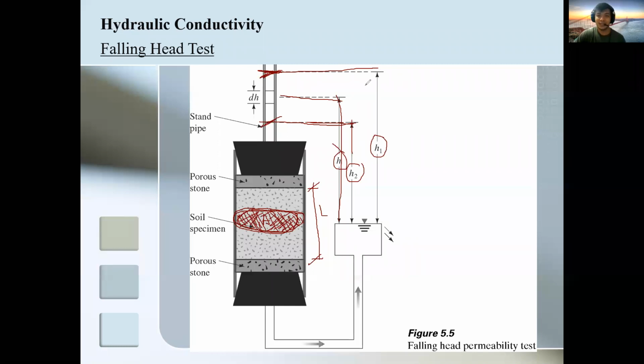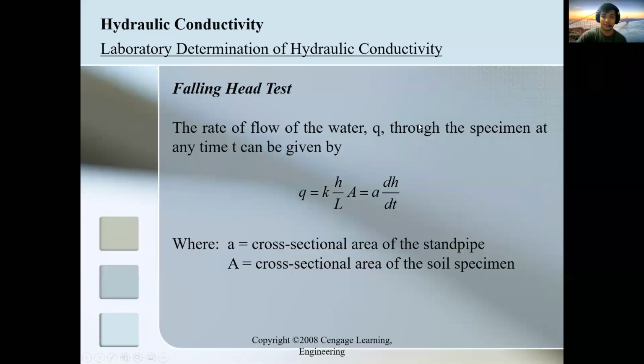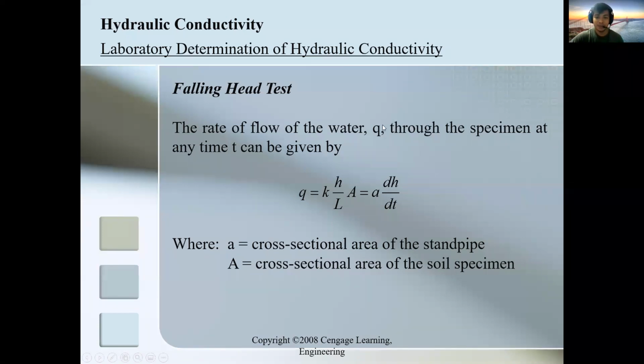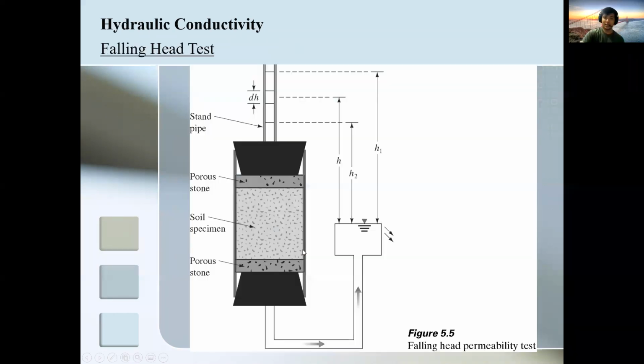So for the formula of the falling head, the same formula will be used, but since the inflow of water is different, it is not directly applied to your soil specimen, unlike the constant head. So we'll be using a standpipe, meaning that is where you put your water.